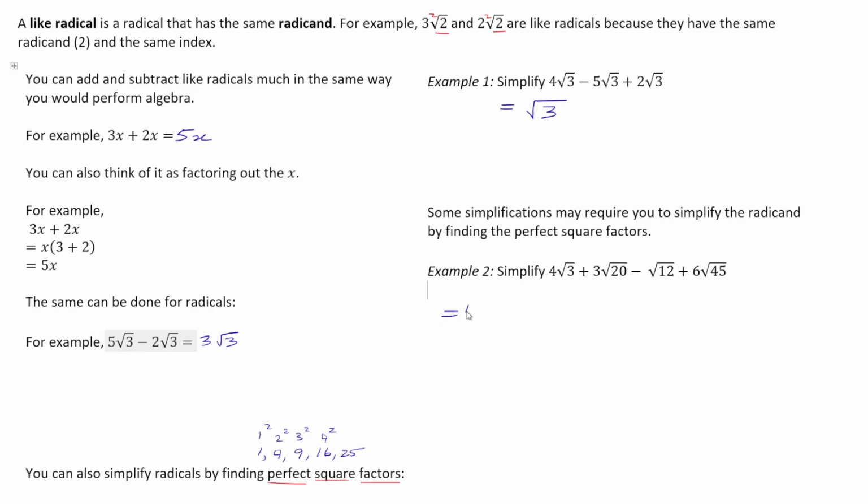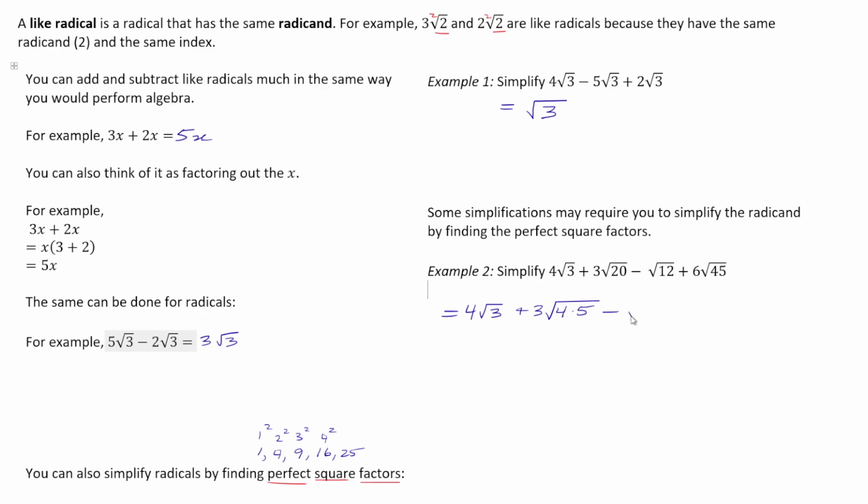Okay, well, 4 root 3 I can't do anything with, so that stays the same. Plus 3, and then I think about 20. What are 2 numbers that multiply to 20, where one of them has to be a perfect square? Well, 4 times 5 gives me 20, so square root of 4 times 5. Okay, that's the same thing.